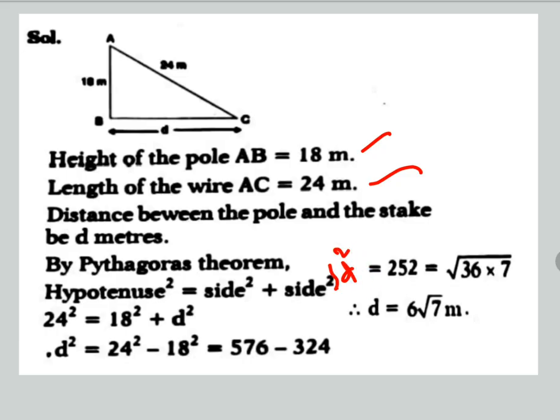Taking the square root on both sides, the square and square root cancel. D is equal to root 252, which means 36 times 7. 36 is the square of 6. We can write 6 root 7. D is equal to 6 root 7.